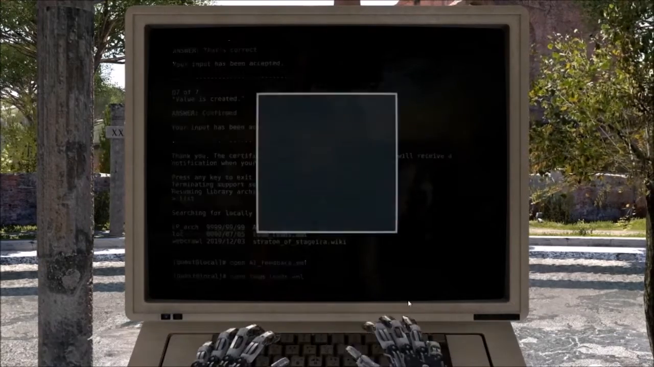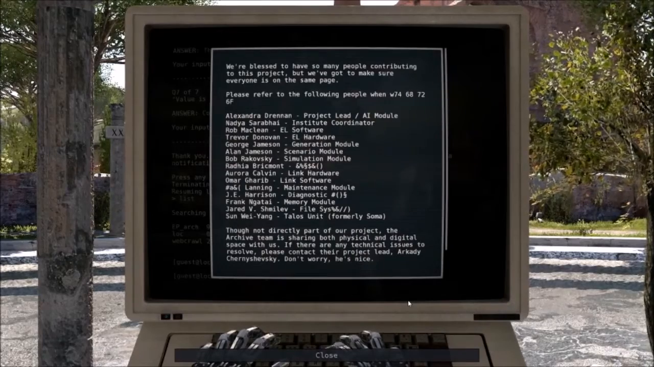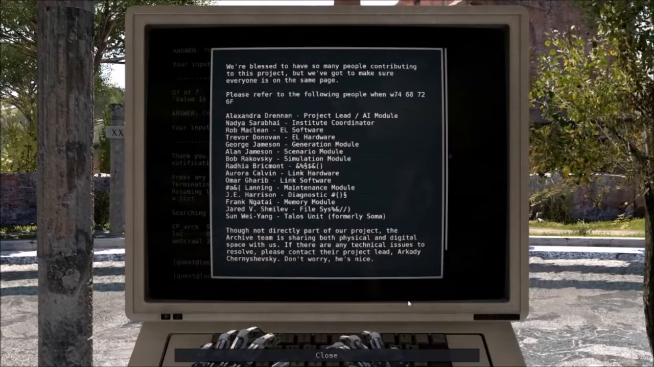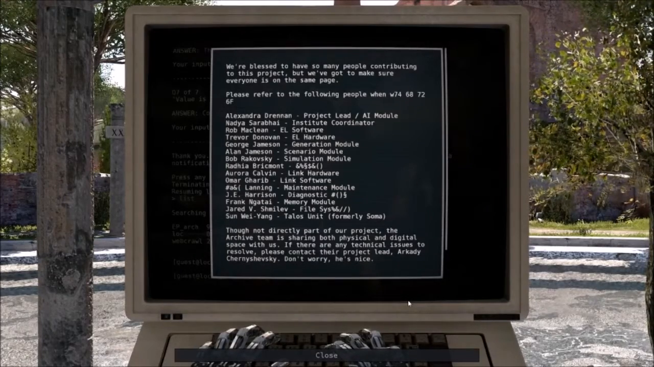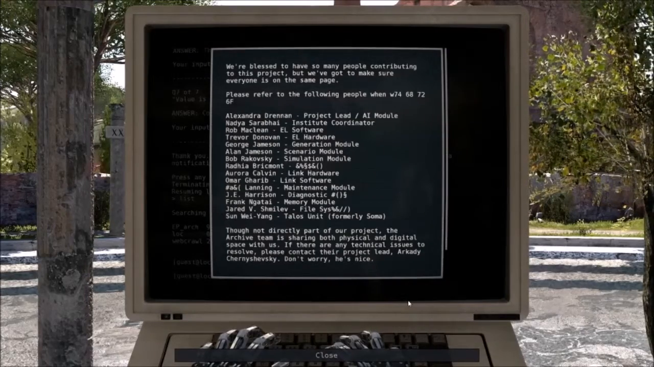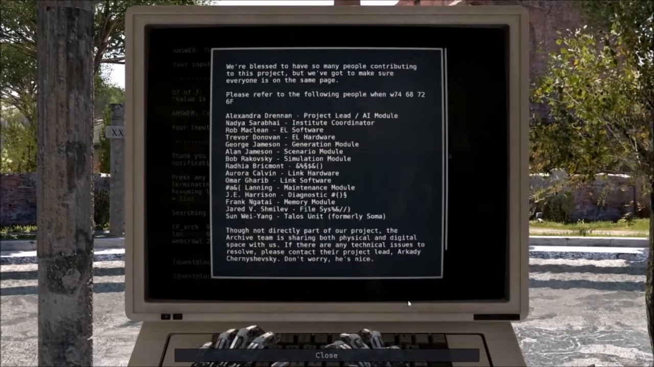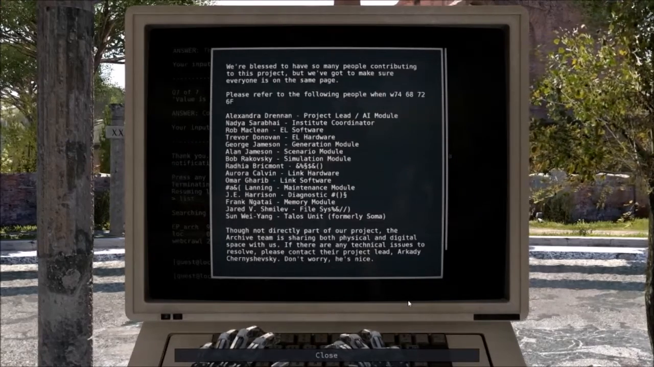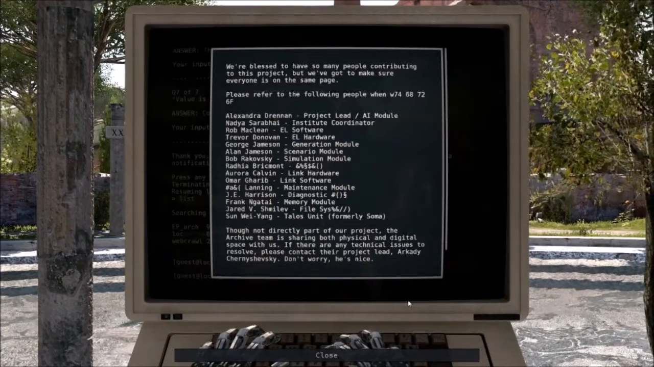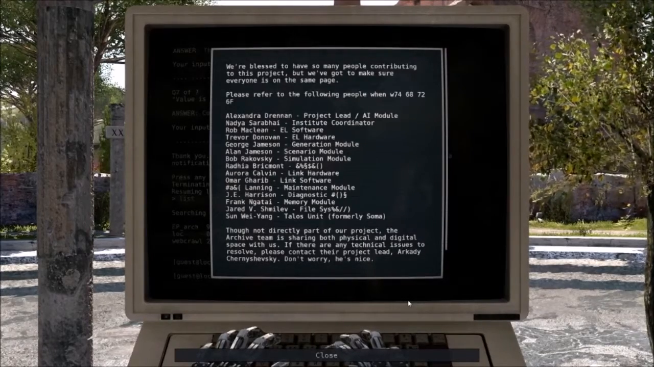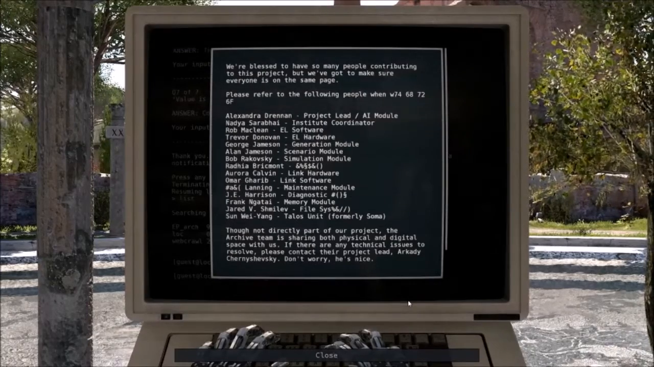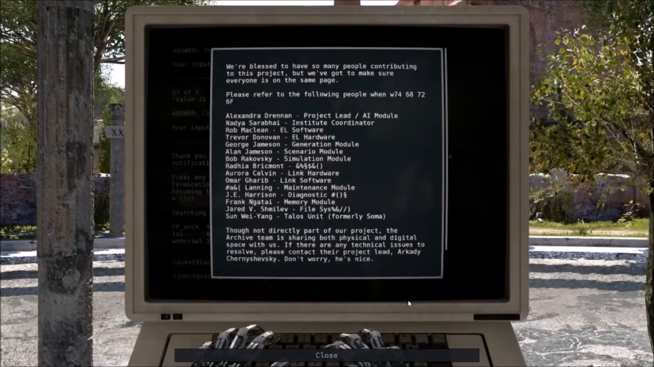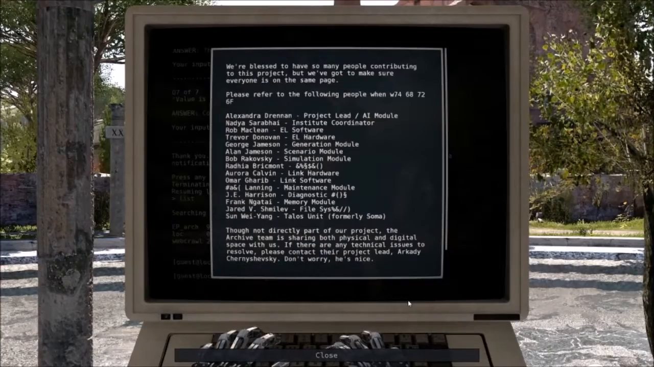Okay, team leads. We're blessed to have so many people contributing to this project, but we've got to make sure everyone's on the same page. Please refer to the following people when blah blah blah blah blah. Alexandra Drennan, Project lead, AI module. Nadia, Institute Coordinator. Rob, EL Software. Trevor, EL Hardware. George, Generation Module. Alan, Scenario Module. Rob, Simulation Module. Radia, Who Knows. Aurora, Link Hardware. Omar, Link Software. Whoever, Lanning, Maintenance Module.